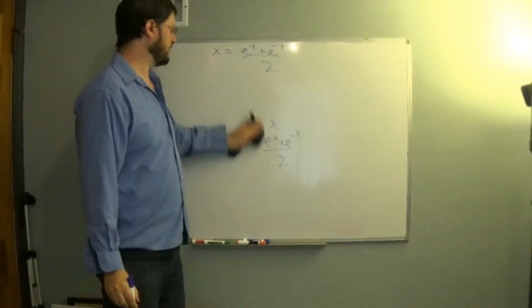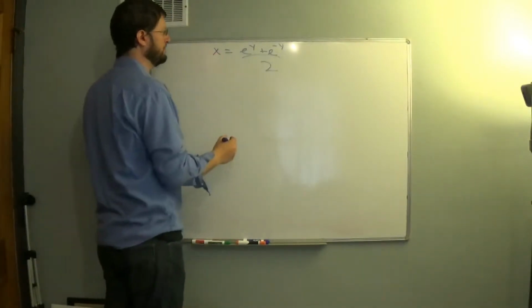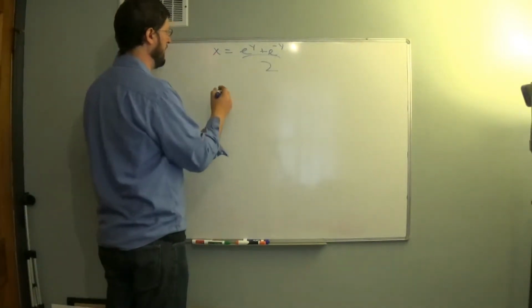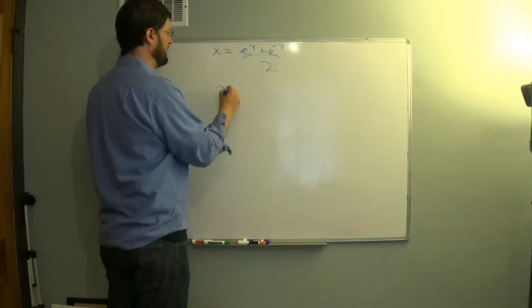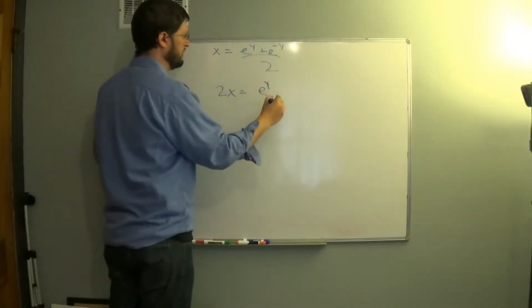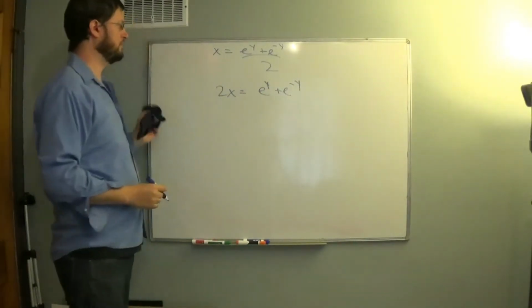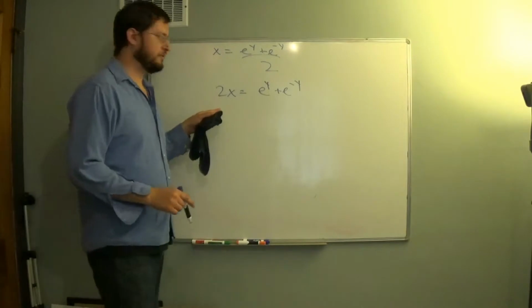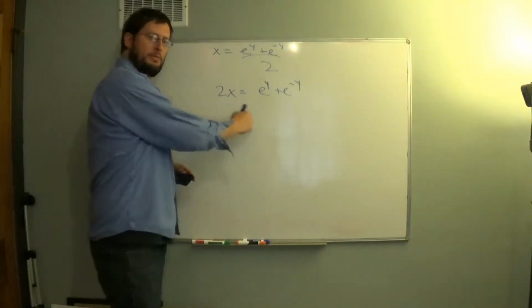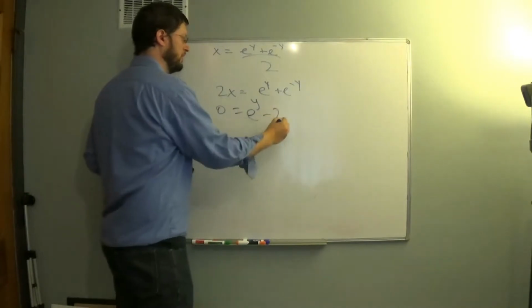My goal is to solve for y. So we'll multiply by 2. And I get 2x is equal to e to the y plus e to the negative y. And so let's do our tricky algebra. We'll start by moving the 2x over to the right. I'm going to put it in the middle.